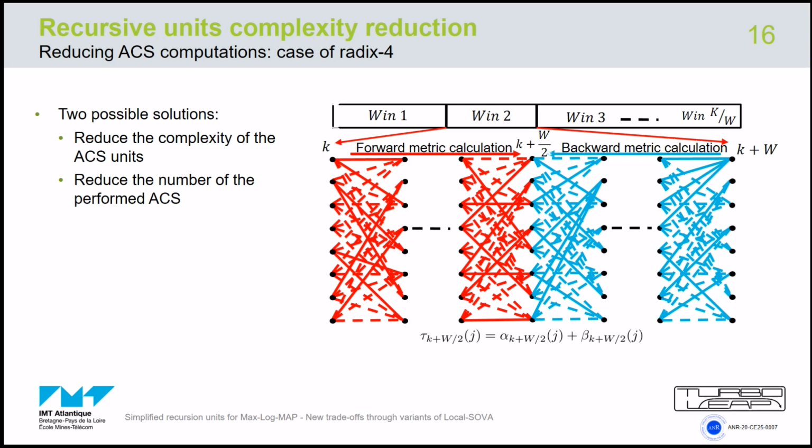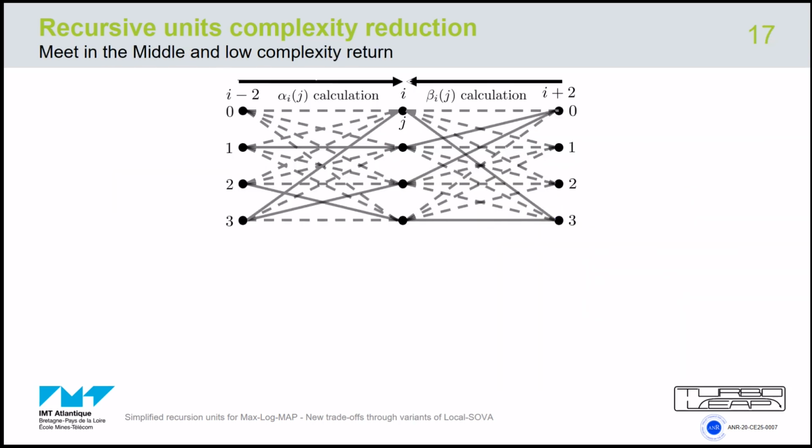In the first case, we propose to limit the complexity of the ACS units performed after the meet in the middle. To be able to do that, some additional metrics should be memorized when performing the recursive calculations before the meet in the middle. For example, when calculating the forward recursion at position I from position I-2, 4 connections are considered for state J, where we are working with a radix 4 trellis. Here, only one connection would be the winning path that defines the value of the alpha at position I. In order to apply our proposal, the values of delta should be memorized.